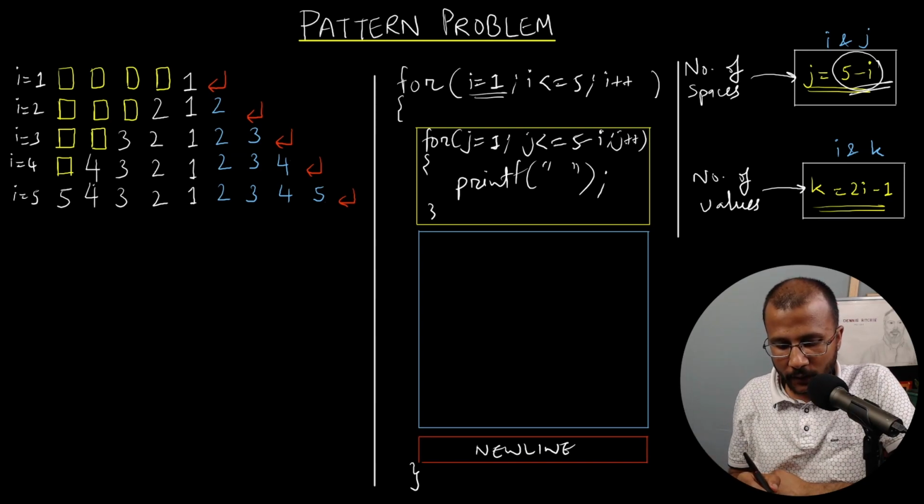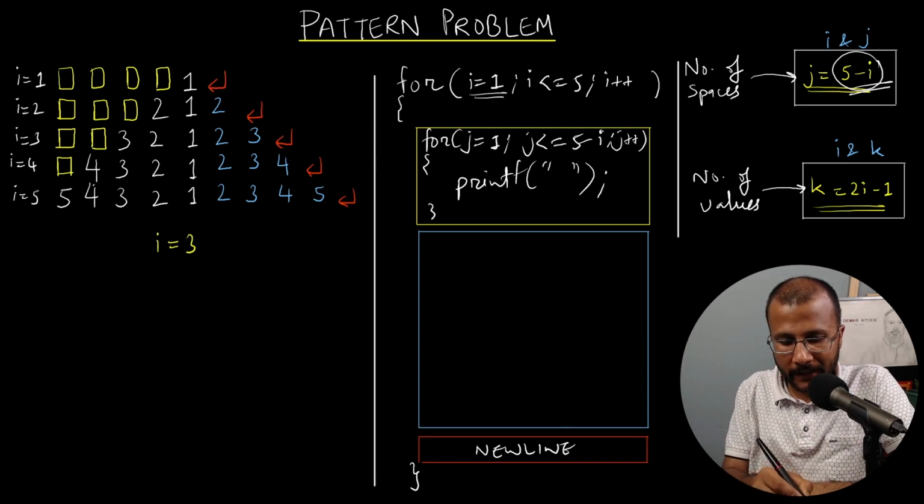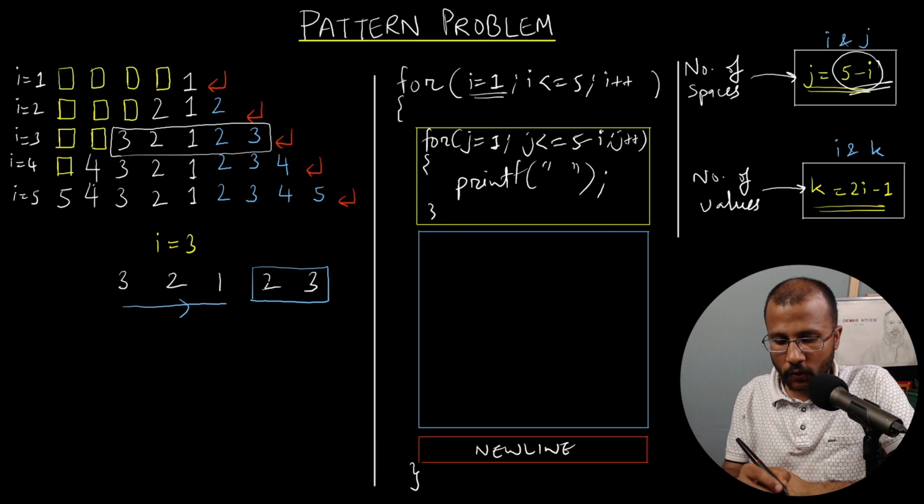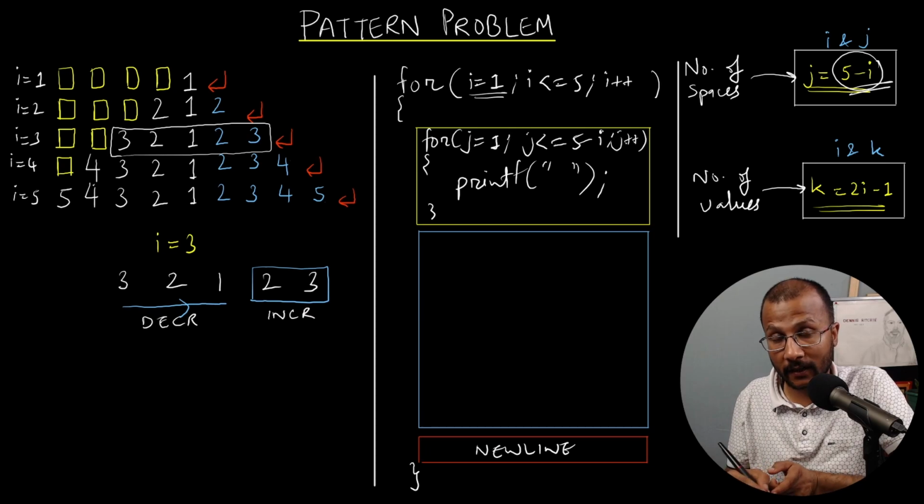Now to print the values, let's take an example of i equals to 3, that is line number 3. In line number 3, if you note down, what are the values that are being printed? These are the values that I am printing, that is 3, 2, 1, 2, 3. If you observe this closely, this part is decrementing and this part is incrementing in nature, right? So these 2 values are incrementing in nature and these 3 values are decrementing in nature. So while I write this loop, I need to take care of these things as well.